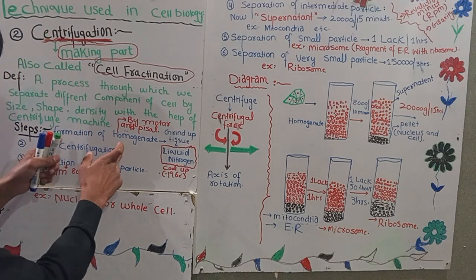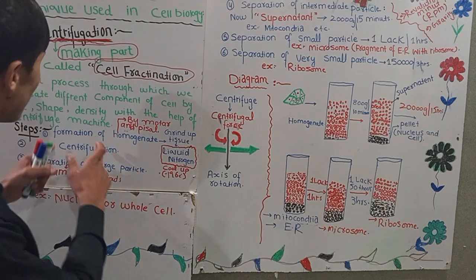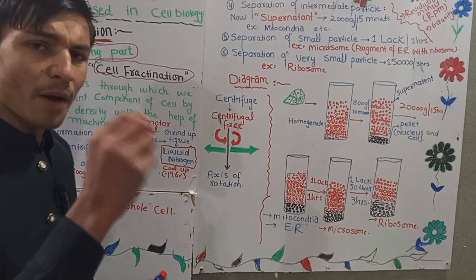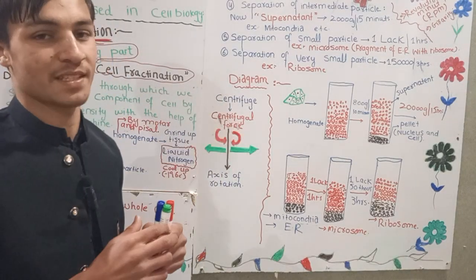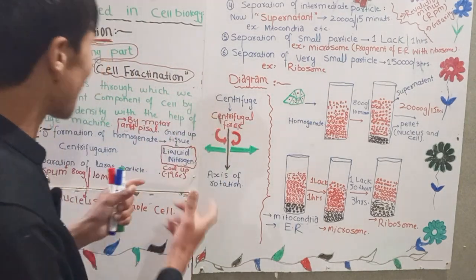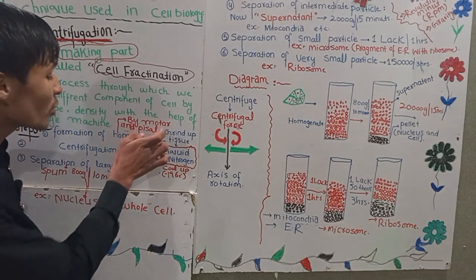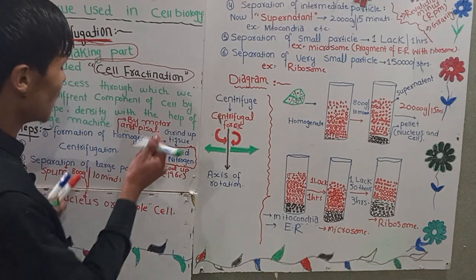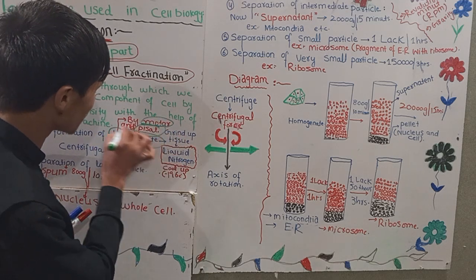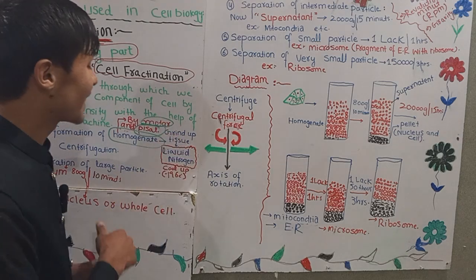Step number 1 is formation of homogenate. First of all, we will form a homogenate. Homogenate means we form a mixture which is homogeneous, completely soluble. We form this homogenate mixture first, using a mortar and pestle. In the homogenate mixture, we grind the tissue.